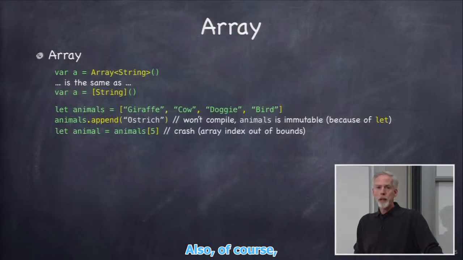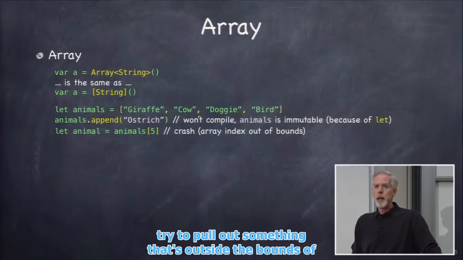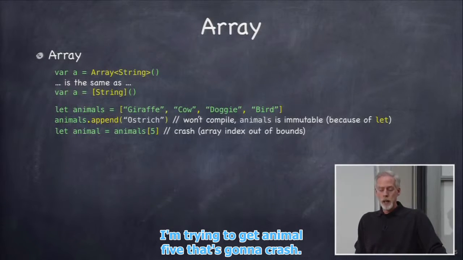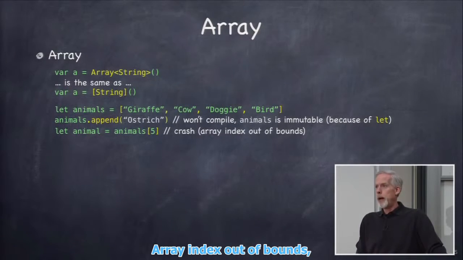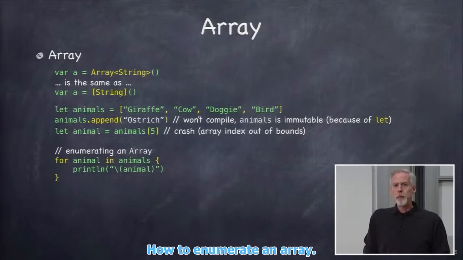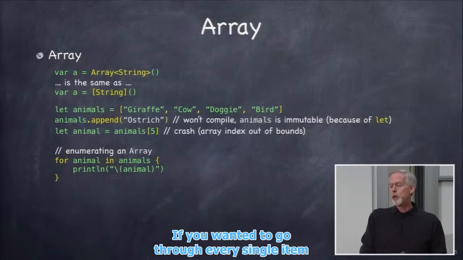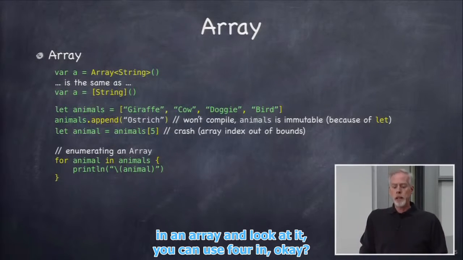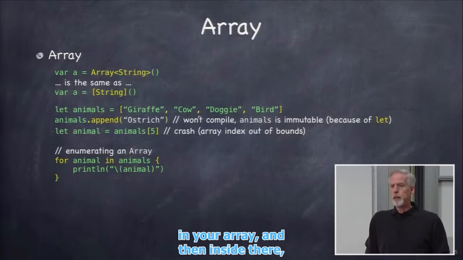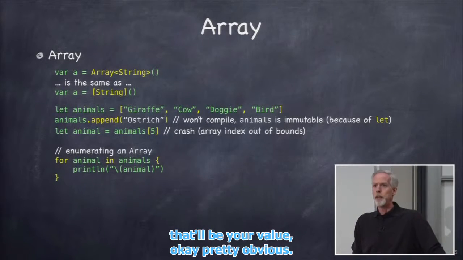Also, of course, if you access an array with the square brackets and try to pull out something that's outside the bounds of the array, this array only has 4 animals in it and I'm trying to get animal 5, that's going to crash. Array index out of bounds, just like pretty much any language you've used. How to enumerate an array: if you wanted to go through every single item in an array and look at it, you can use for in. Okay, so you just say for some variable you want in your array, and then inside there, that'll be your value. Okay, pretty obvious.